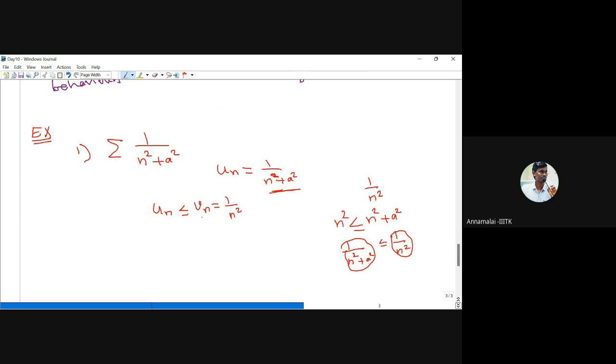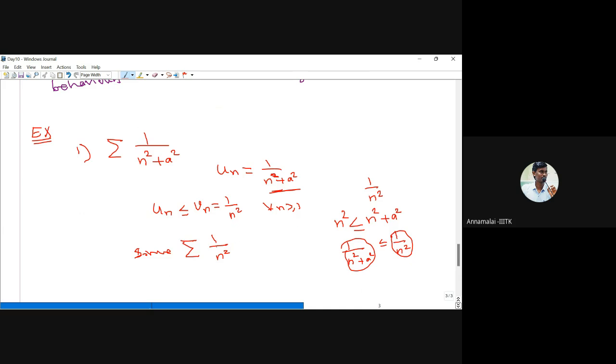Now I know about this series, because this is nothing but the p-series, where p equals 2. We know the summation of 1 by n square. This relation is true for any n, right? Therefore, this is true for any n bigger than or equal to 1. From n equal to 1 onwards, this is always true. The starting stage is 1 here.